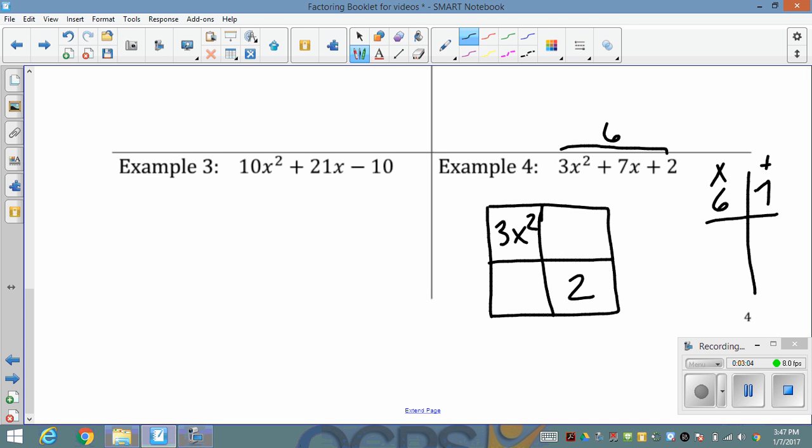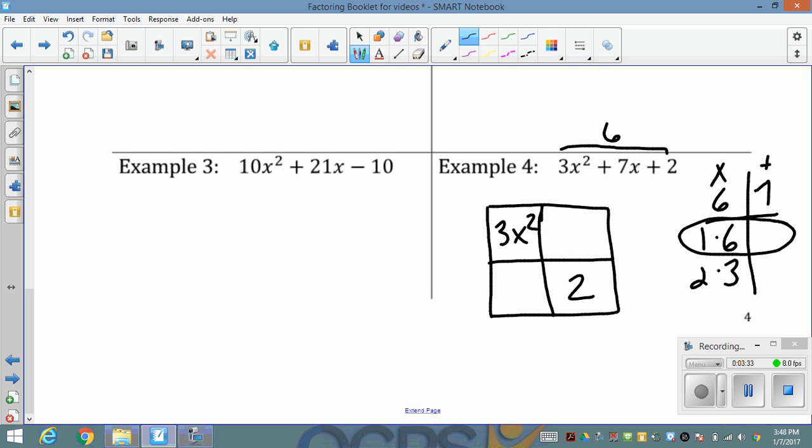Notice that I'm not paying attention to the x's right now. I'm just looking at the coefficients, just the numbers. And what I'm going to do is list everything that multiplies to 6. Not many things there. So 1 times 6 and 2 times 3. We also want it to add to 7. So 1 and 6 are going to be what we use. 1 plus 6 is 7. 2 and 3 doesn't work because 2 plus 3 equals 5.